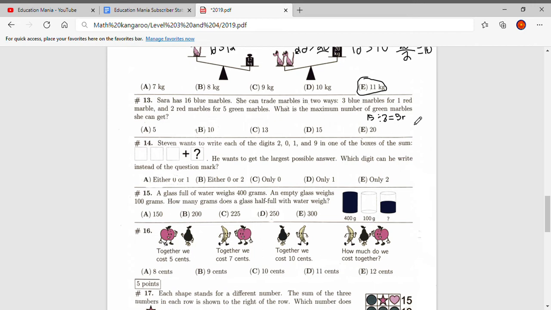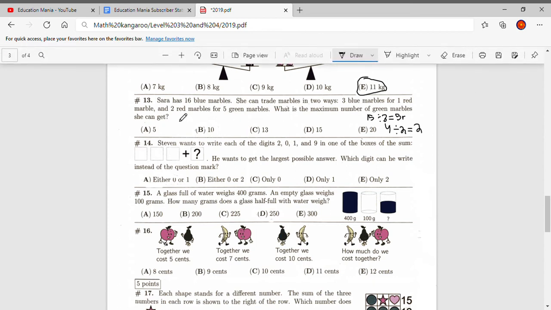Now, 2 red marbles for 5 green marbles. So 5 is not divisible by 2, and the closest number less than 5 that is a multiple of 2 is 4. And 4 divided by 2 is 2. So we see that it's going to be 2 times 5, because it's not just 2 red for 1 green. It's 2 red for 5 green. So 2 times 5 equals 10. So the answer for number 13 is B.